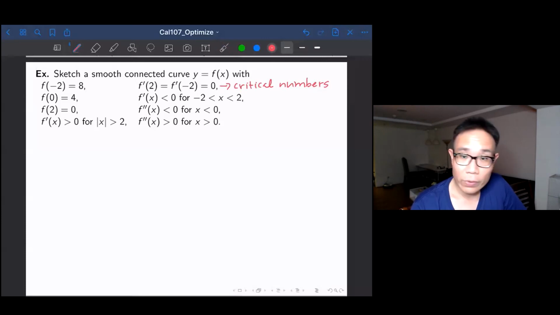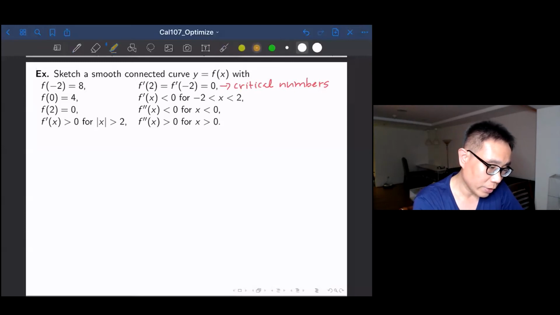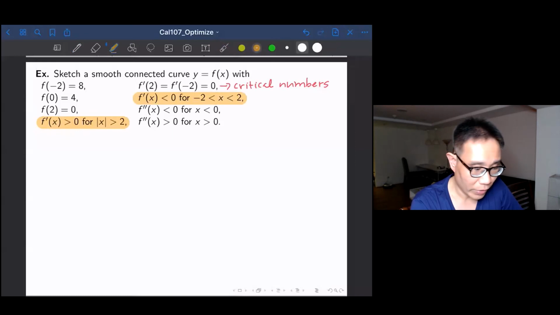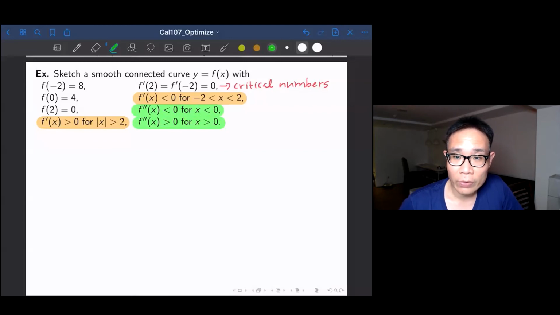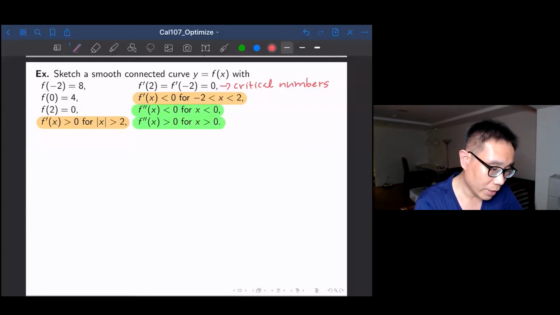And you have f(0) equals 4, f(2) equals 0, and f prime(x) less than 0 for x between -2 and 2. So this will give you the sign of f prime: positive, negative. The next thing that you know is the sign of f double prime. You have f double prime negative when x is less than 0, and f double prime positive when x is positive. In this case, you're going to graph this one.